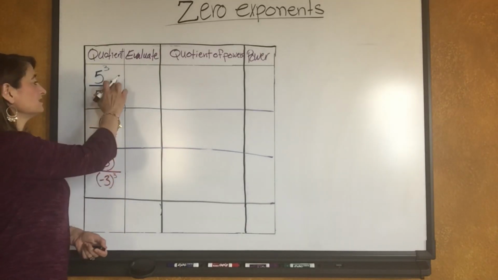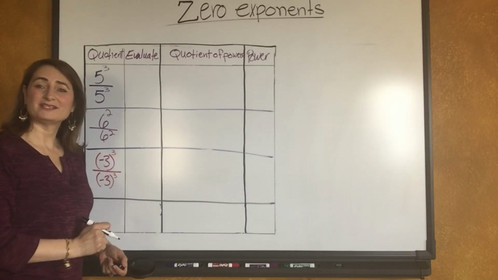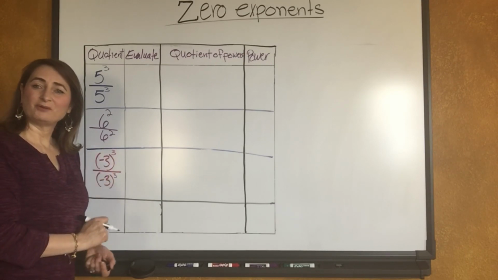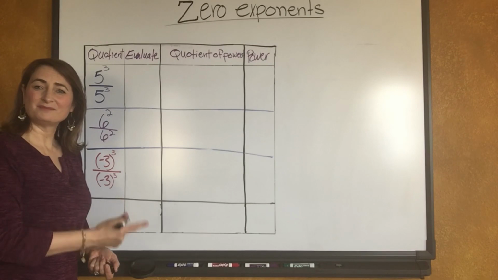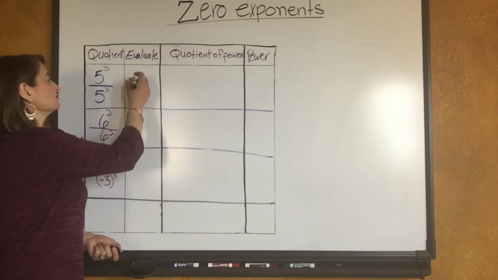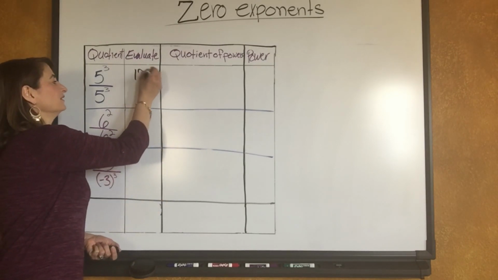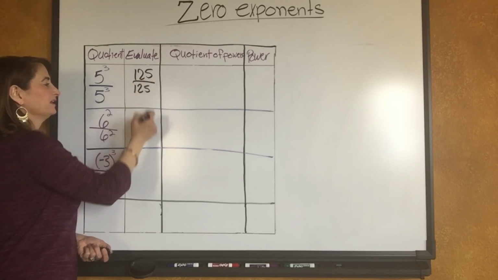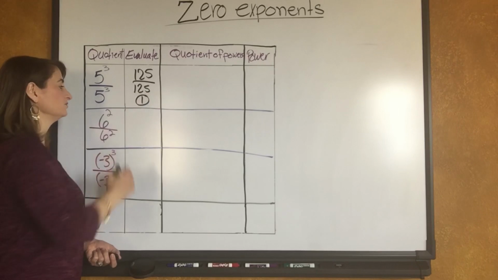Quotient means dividing two fractions. What is the answer? 5 cubed divided by 5 cubed. If I want to evaluate that, 5 cubed means 5 times 5 times 5, which equals 125. Divided by 5 cubed, also 125. If I'm dividing the same number, it gives you 1.